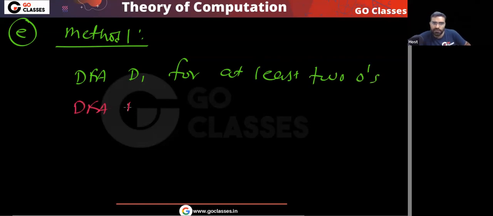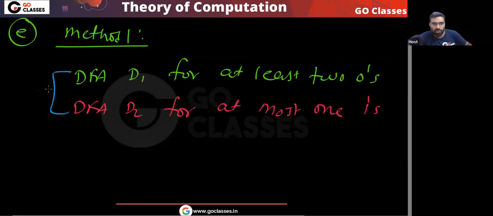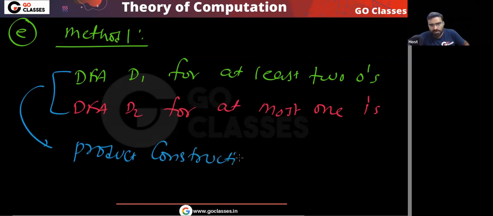And you can create DFA D2 for this language. For which language? For at most 1 1. And then what you can do? You can create product construction. Okay, so then you can find out.